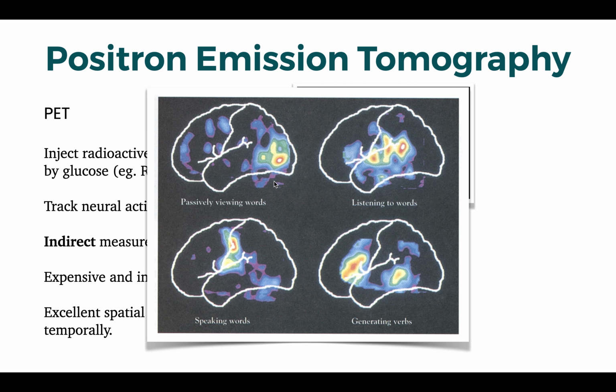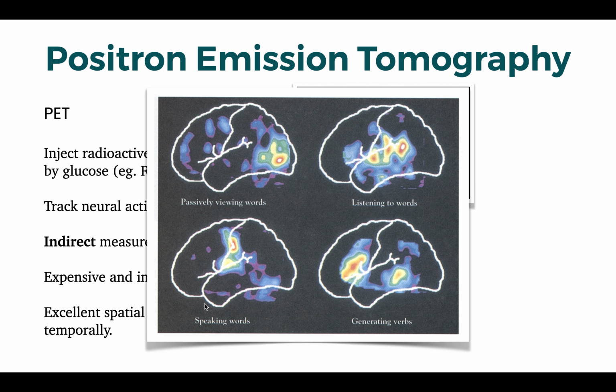So here we have someone passively viewing words, right? They're using their occipital cortex to just look at words. Here they are listening to words. You've got Wernicke's area super happy right now, because Wernicke's area is where we comprehend language.